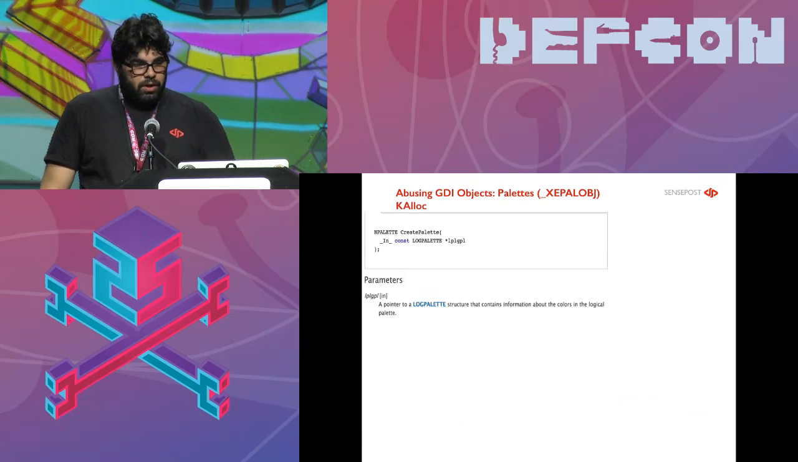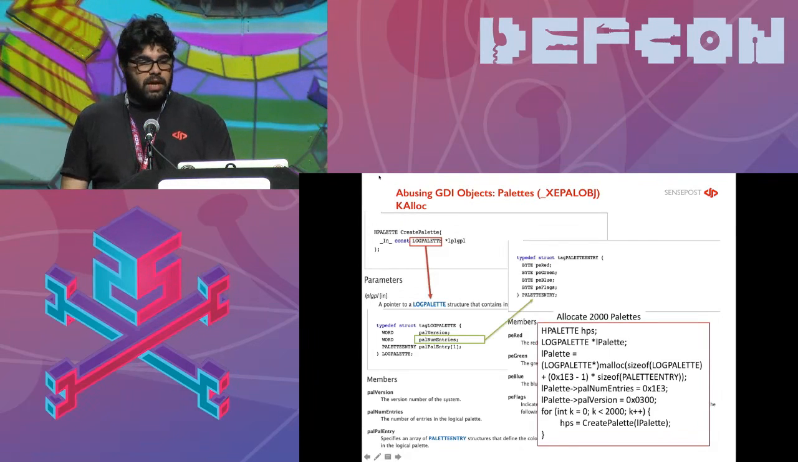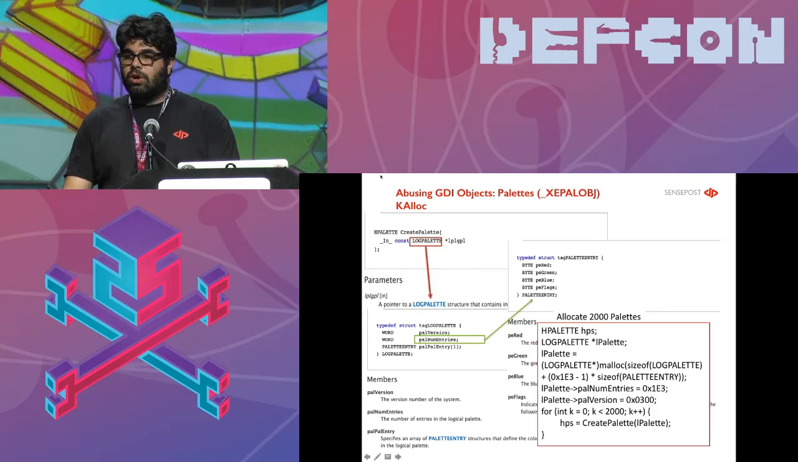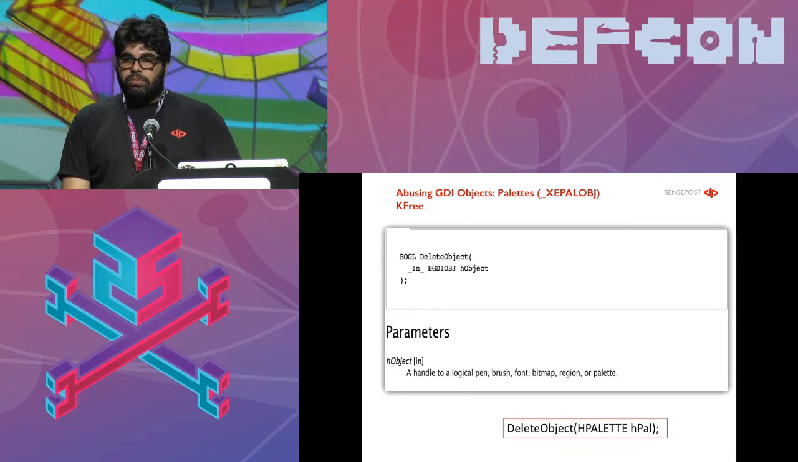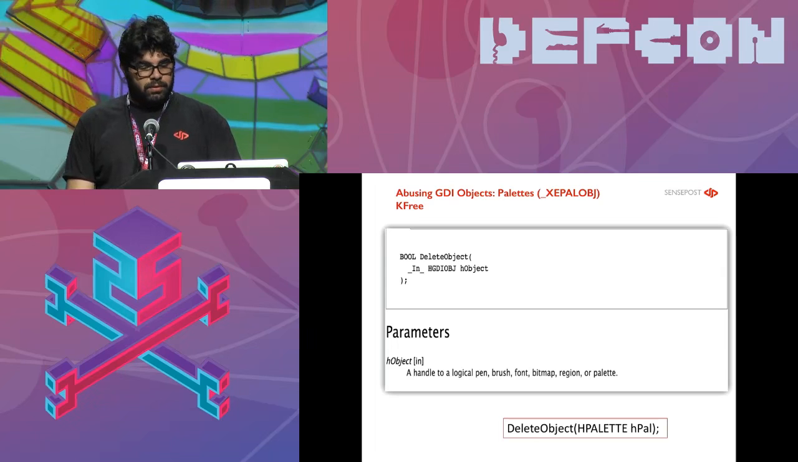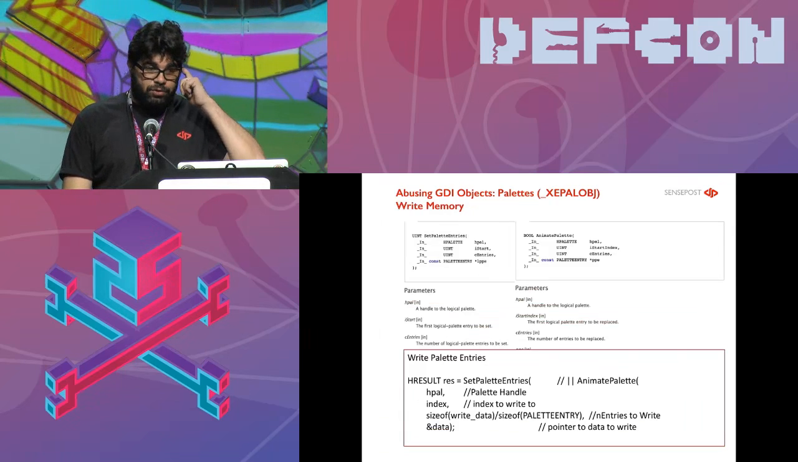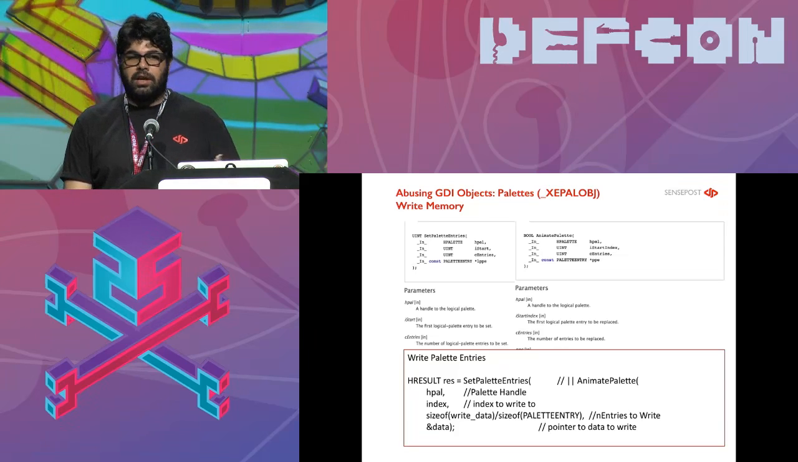So, you can allocate GDI palettes by using the CreatePalette function that takes a logical palette structure that contains the palette entries as well as the palette entry numbers and the palVersion, and the palette entries contain the RGB color value for each palette. You can free palette objects from kernel memory by using DeleteObject. And you can read palette memory by using the GetPaletteEntries function from user mode. And you have two functions to actually write to palette memory in the kernel, which are SetPaletteEntries and AnimatePalette. And we will look at the differences between them in a bit.